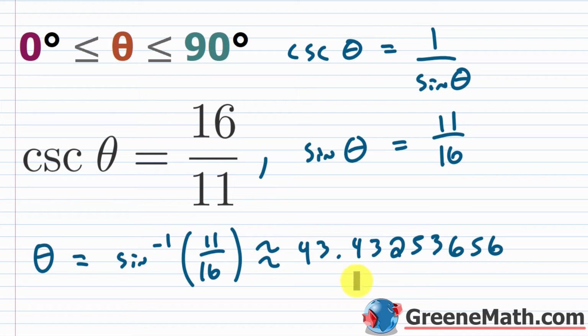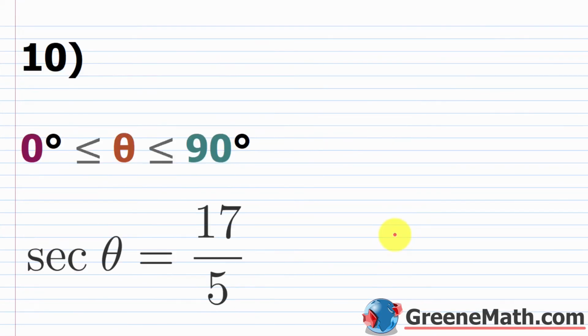So I'm going to round to the nearest 10,000th. So tenths, hundredths, thousandths. This is the 10,000ths. So I'm looking at that digit that follows. This is a 3, so this 5 stays unchanged, and all of this gets cut off. So this is in terms of degrees. So your theta is approximately 43.4325 degrees.